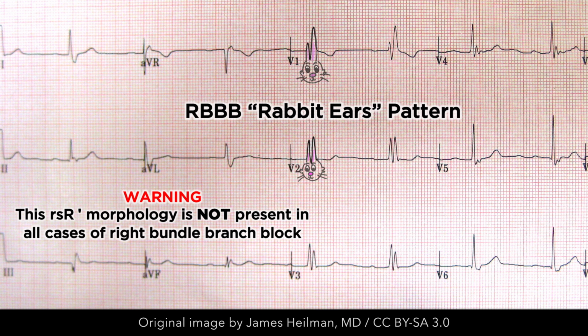This morphology is commonly likened to a pair of rabbit ears. With an RSR' wave, a small R wave is followed by a small S wave before terminating with a large R wave, R'. Note, however, that other possible wave morphologies also exist, such as QR, R', or just R. Thus, the more common RSR' morphology, or rabbit ears if you will, is not present in all cases of right bundle branch block.